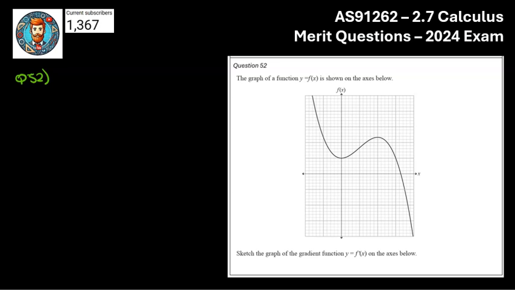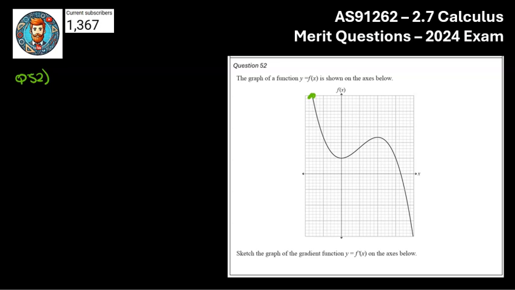So I guess the first thing to note is figure out what function you've got here. And we've got the original function. And we've been asked to sketch the gradient function. So what we need to do is from start to finish, we need to analyze this function, this cubic, to then figure out, well, what's the gradient going to be? So I guess the first thing to note, let's break it down into chunks.